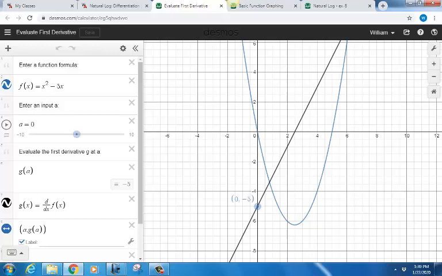Okay. What is the derivative of x squared minus 5x? 2x minus 5. And if you plug 0 into 2x minus 5, what do you get? Negative 5, right? So at least here, this is correct, right?